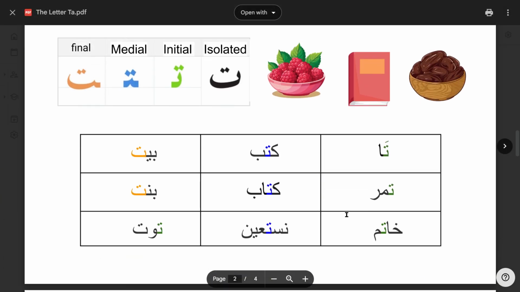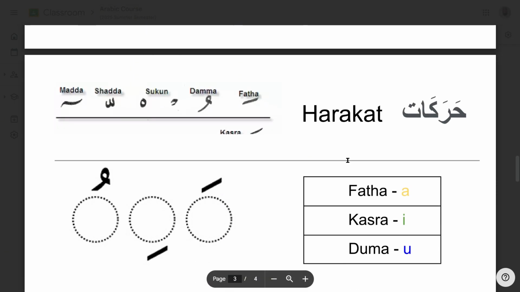Does anybody have any questions about the positions? Okay, I'm going to continue to the harakah.